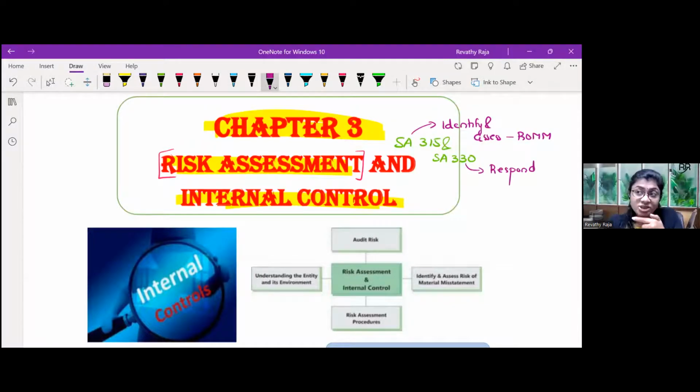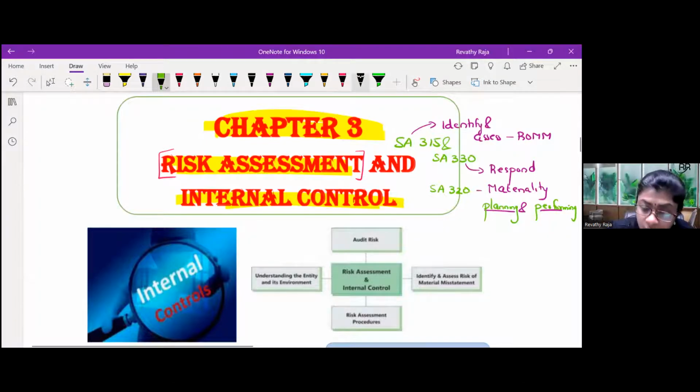Now, in this chapter, one more SA is there, which is SA 320. We won't respond to every risk, we will respond mainly to material risk. So 320 deals with materiality in planning and performing of audit. Basically, in chapter number 3, we have 3 SAs: 315, risk assessment; 330, respond; and 320, materiality.